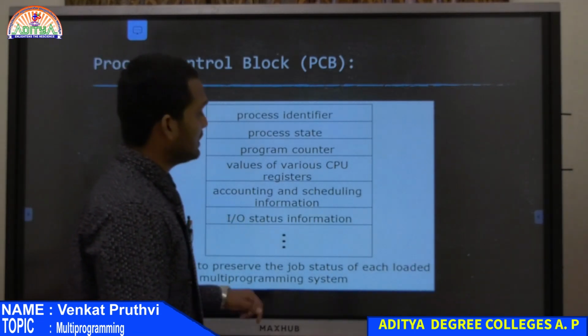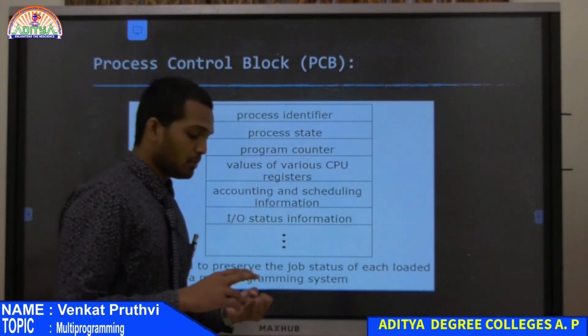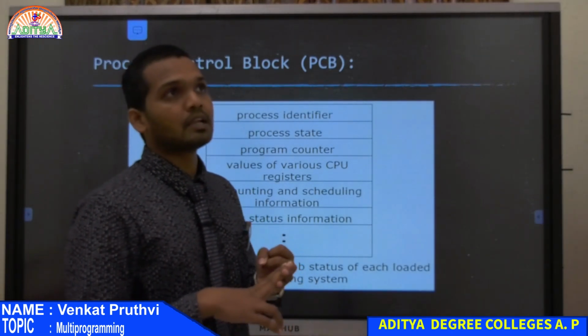We will see this PCB in the next class, where we will start about the remaining concepts of multi-processing and multitasking. Okay.